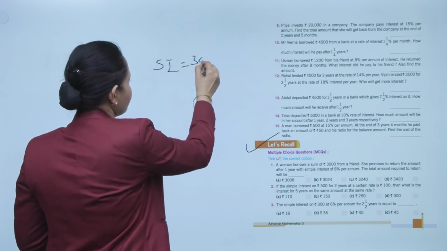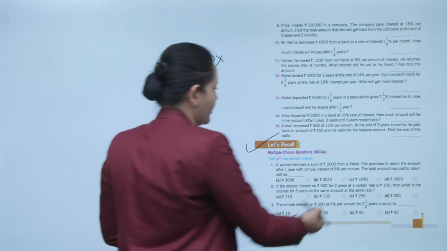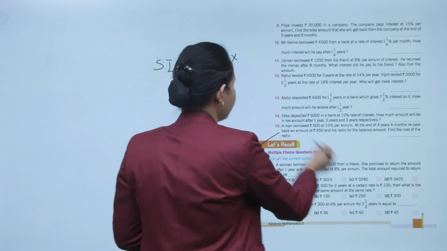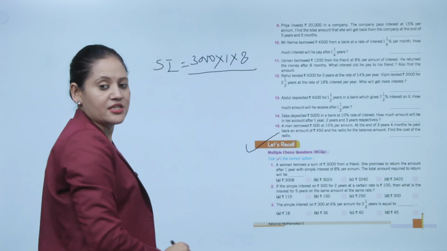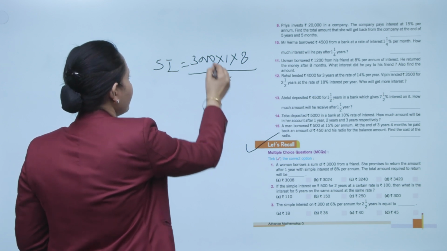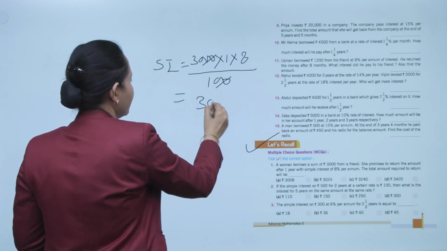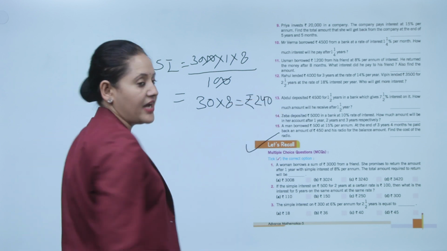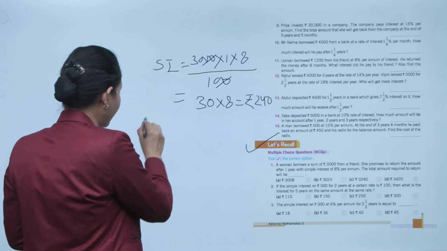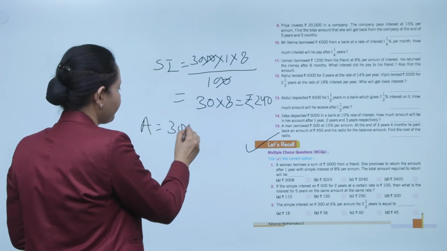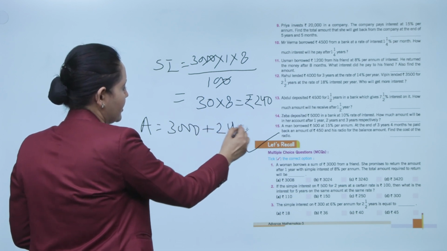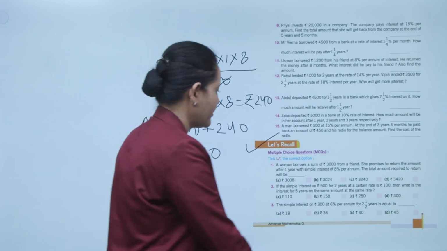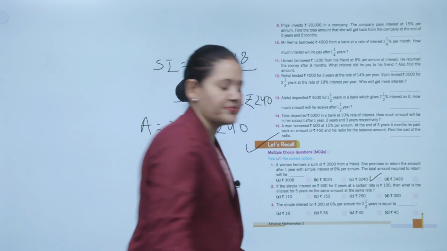equals 3000, returned after 1 year, so time is 1 year, rate of interest is 8%, upon 100. So 30 into 8, rupees 240. That is the simple interest. Now we have to find the amount, that is principal plus interest, that is 3240 rupees. So C is the correct option here.